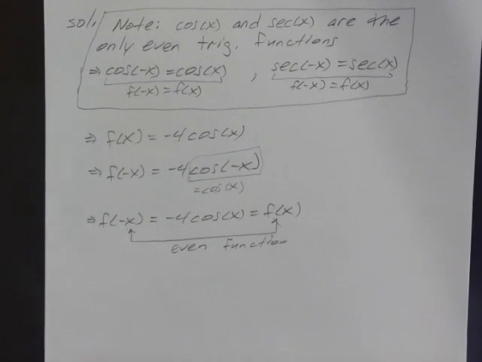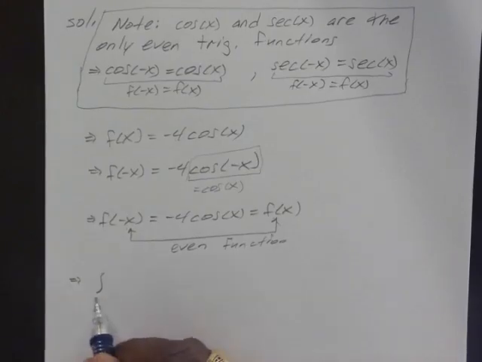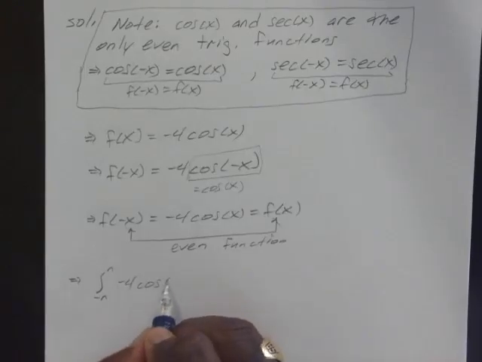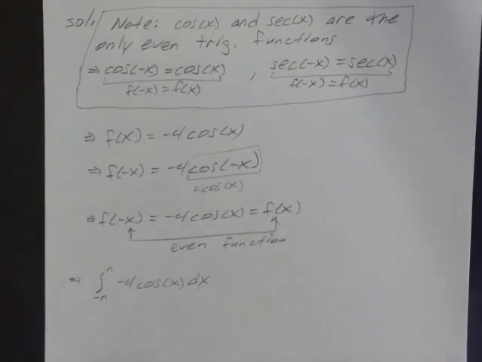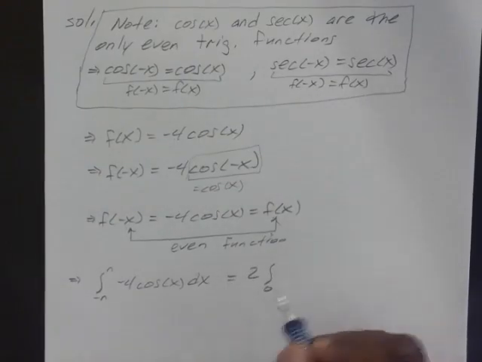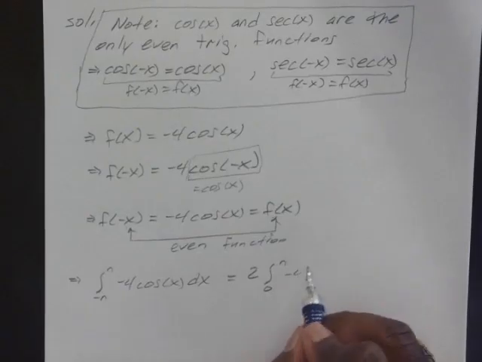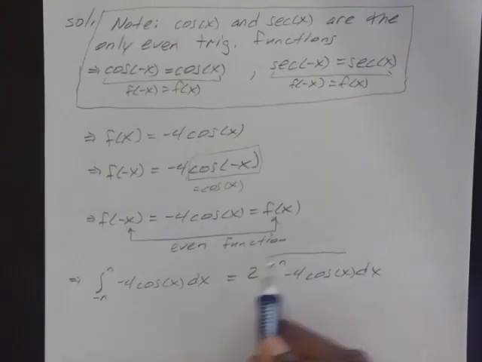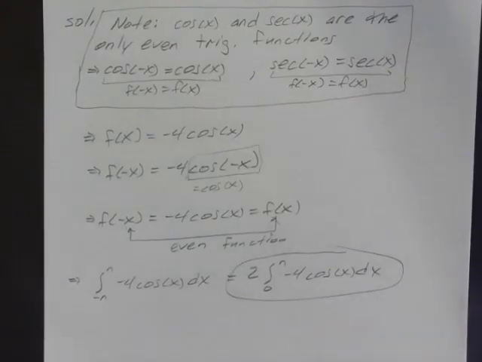So if it's an even function, then we know that we can rewrite the integral from negative n to n of negative 4 times cosine of x with respect to x as 2 times the integral from 0 to n of negative 4 times cosine of x with respect to x. Okay, so even functions, you can just rewrite like this. Odd functions, we're going to equal 0.